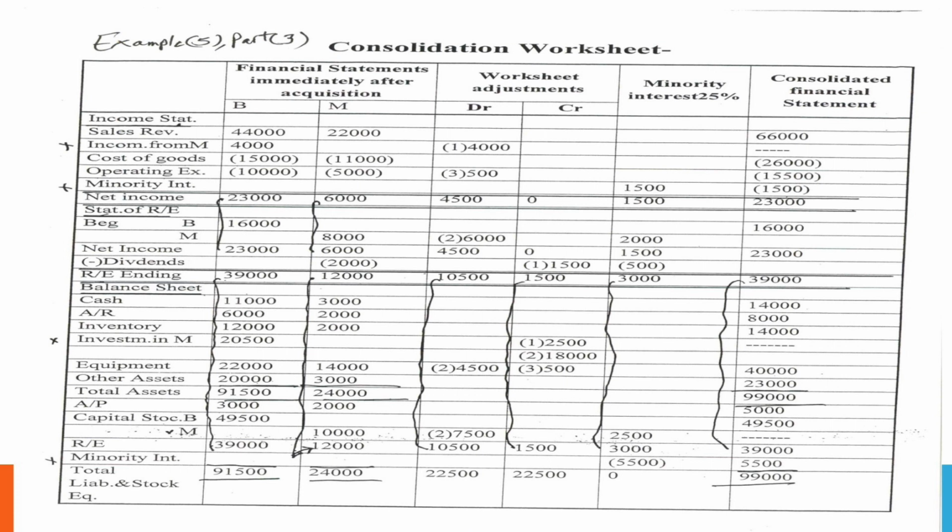The total amount is the same. For company B, 91,500 total assets, 91,500 total liabilities and shareholders' equity. And the same for company M: total assets, 24,000, and total liabilities and shareholders' equity, 24,000.